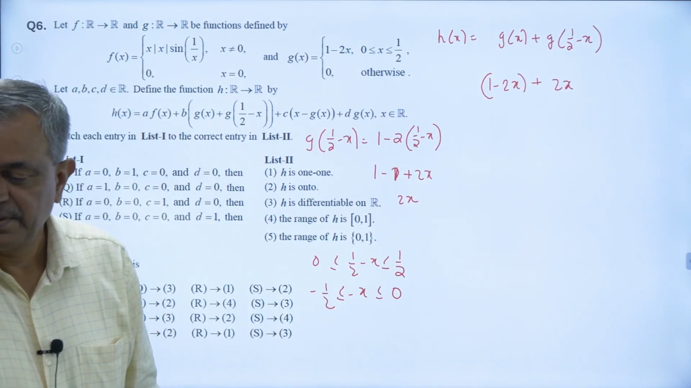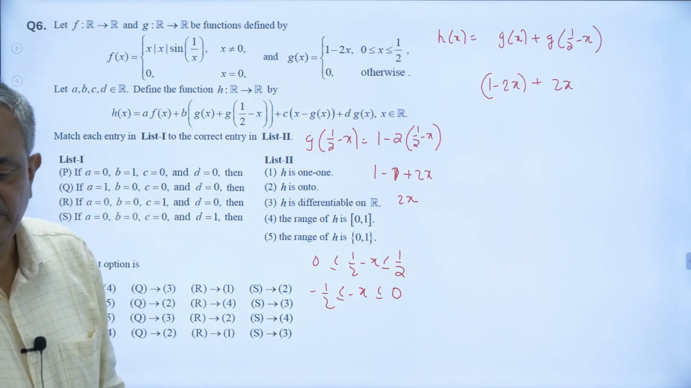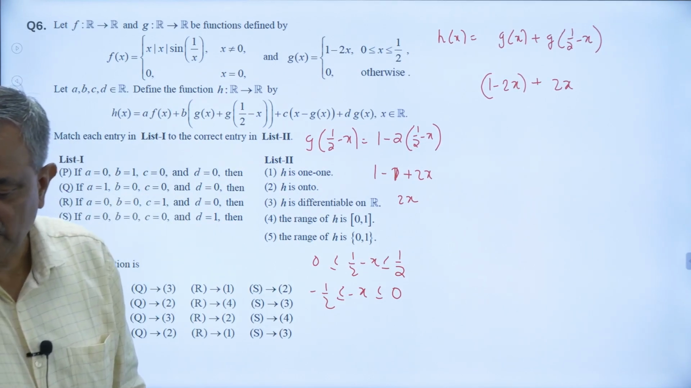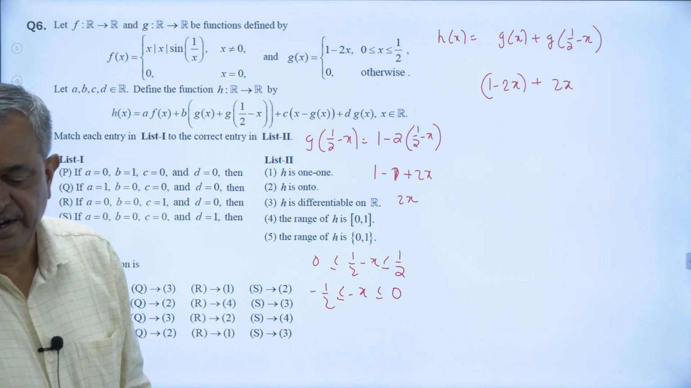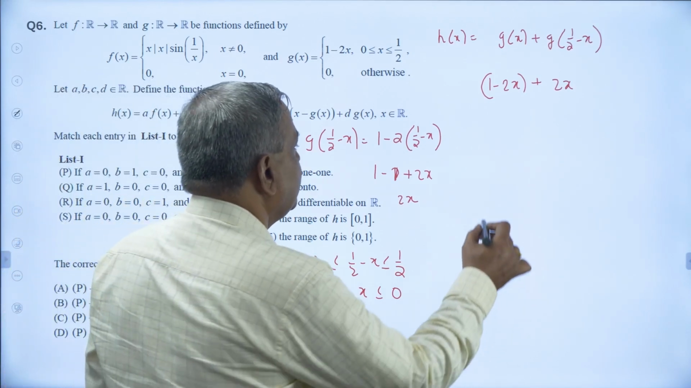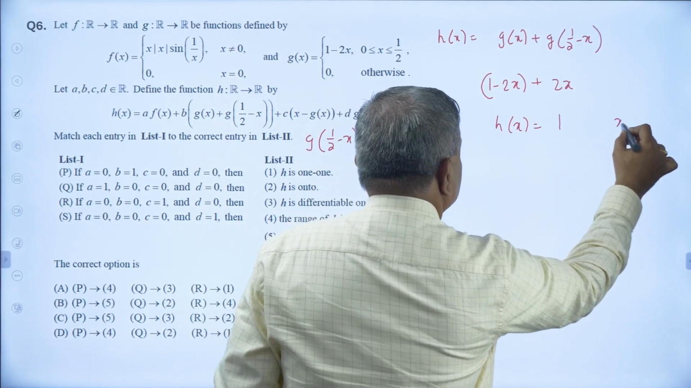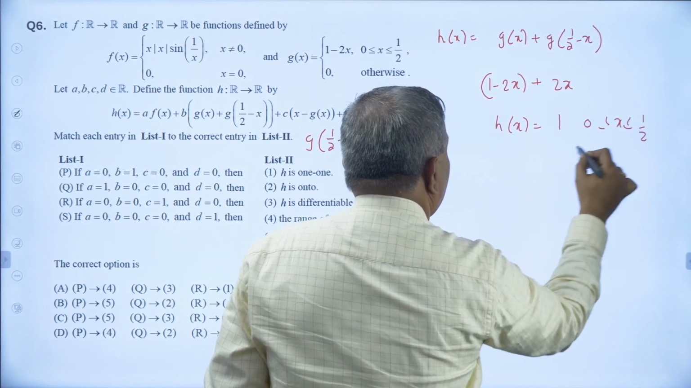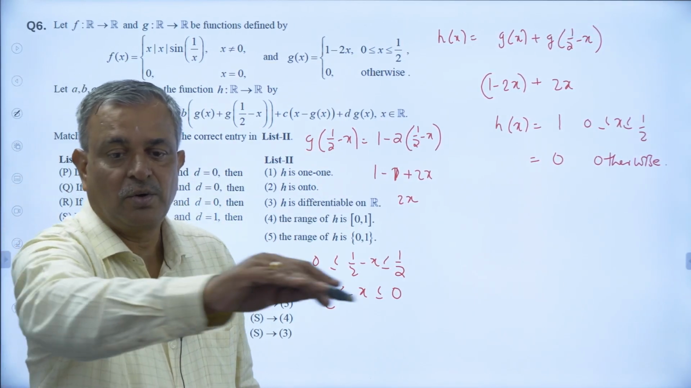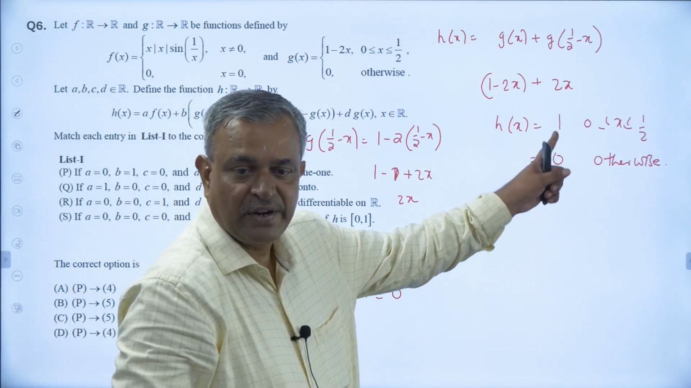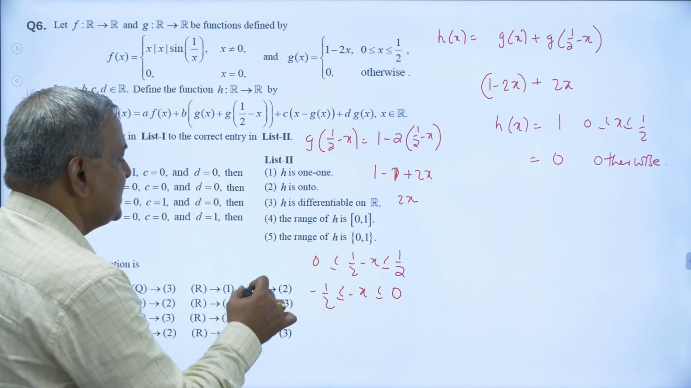So what is h of x we got? We got h of x is equal to 1. So check which option is coming correct. When h of x is equal to 1, you check which option is correct. This is the method we adopt. h of x is equal to 1 whenever x lies between 0 to 1 by 2, and this is equal to 0 otherwise. Clear? h of x equal to 1 is a horizontal line. What is the range you are getting? The range is 0 and 1. So clearly the range is 0 to 1.